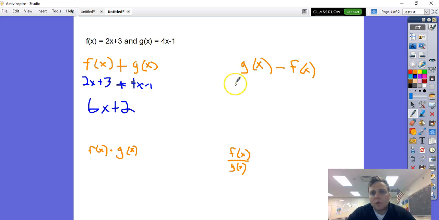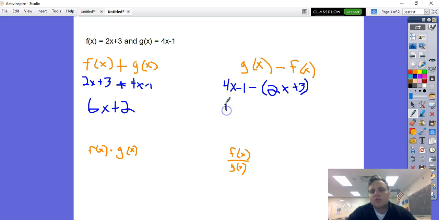So g of x, 4x minus 1, then minus, now I'm going to put f of x in parentheses. The only time you see me put it in parentheses is because there's a minus sign in front, and I don't want to forget to put the minus sign to both terms, or to all terms. Let me say all terms in f of x.